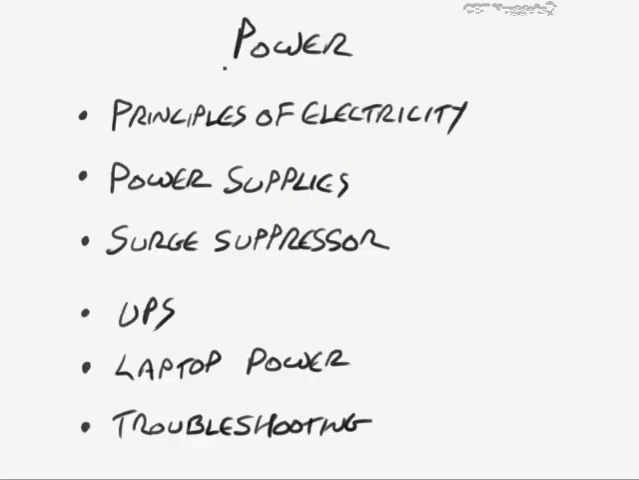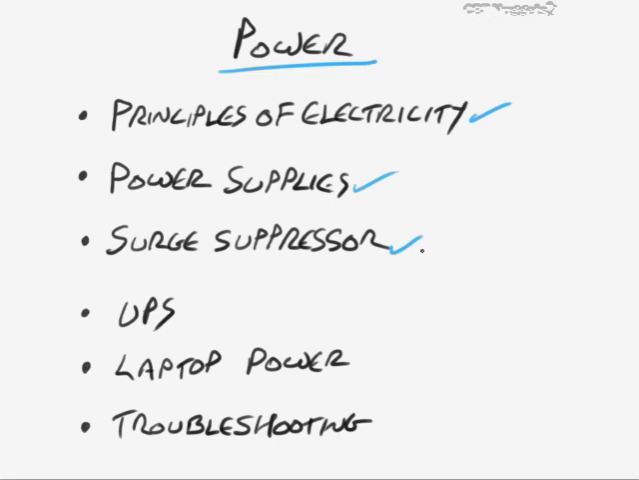In this nugget, we took a look at power. We looked at some of the principles of electricity, such as volts, amps, and watts, alternating current, direct current. We took a look at power supplies. Remember, you don't want to use any more than 60% of the rated wattage for your power supply, and you might need to get a bigger sized one if that's not sufficient power.